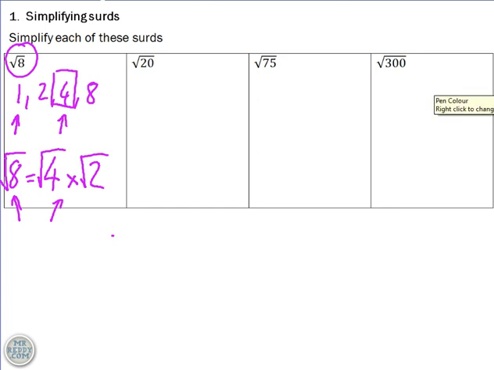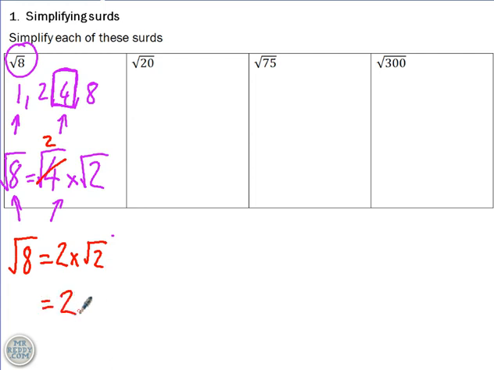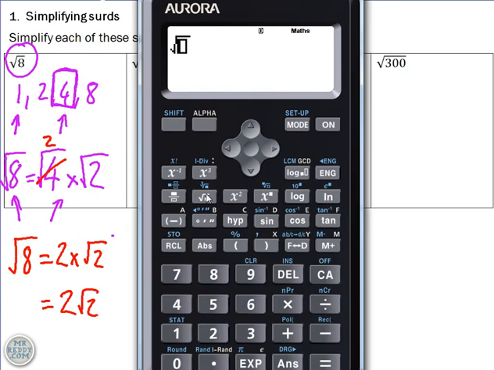Because we chose a square number when we chose 4, it means we can find the square root of 4, and this becomes 2. So what do you get then? You get that the square root of 8 equals 2 times root 2. And we can write that even more simply as 2 root 2, which is why on the calculator when we did the square root of 8, and you've got it set to maths mode, it comes up as 2 root 2.